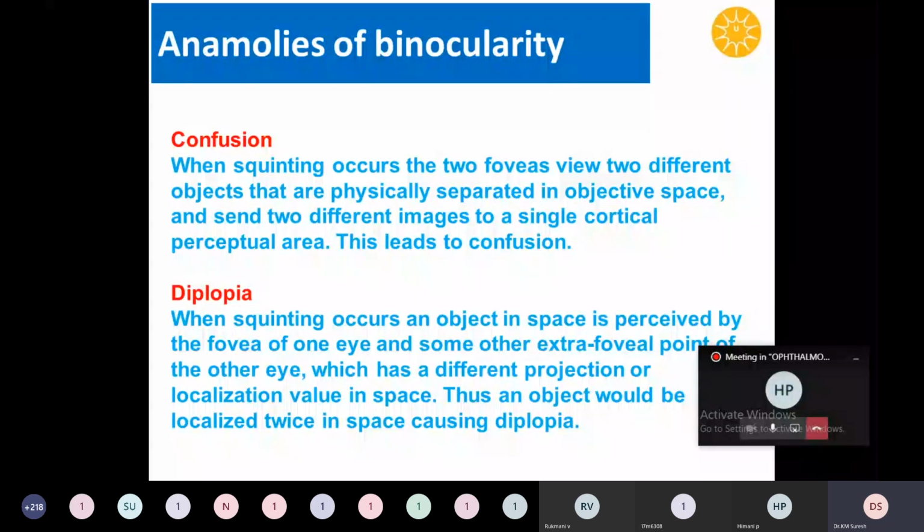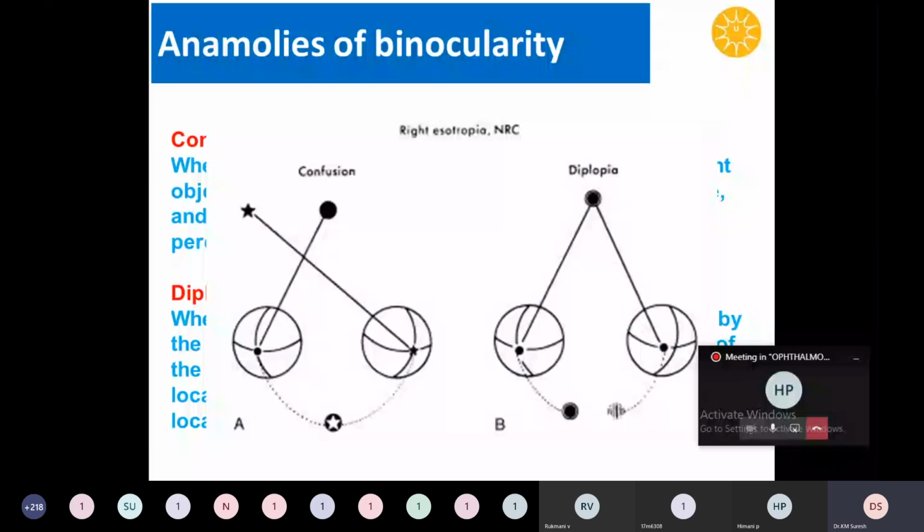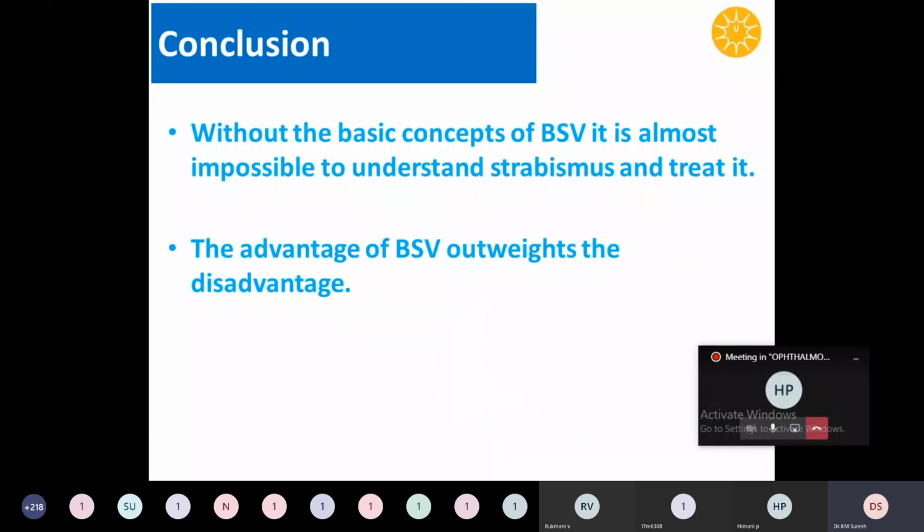Diplopia: when squinting occurs, an object in space is perceived by the fovea of one eye and some other extrafoveal point of the other eye, which has a different projection or localization value in the space. Thus, an object would be localized twice in space, causing diplopia. This is a diagrammatic representation of both confusion and then diplopia. In diplopia, you can see that the two images are being formed.